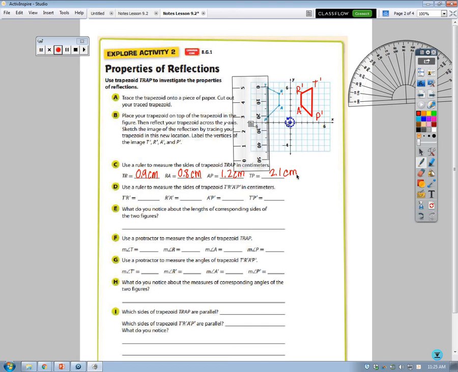Okay, so just like we did with our translations, now we're going to compare this pre-image to our image. So we're going to measure the same sides here. We're going to measure side T prime, R prime.